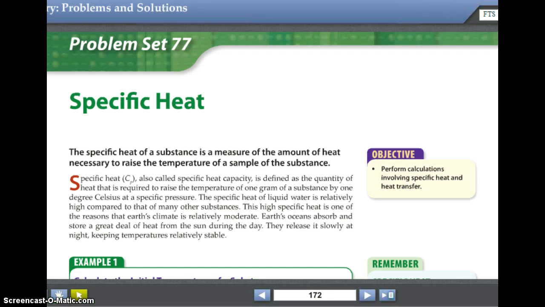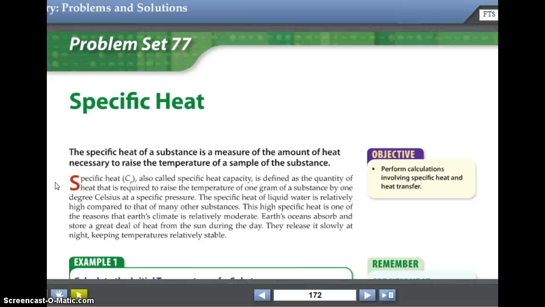Okay, problem set 77, specific heat. The objective: perform calculations involving specific heat and heat transfer. The specific heat of a substance is a measure of the amount of heat necessary to raise the temperature of a sample of the substance. Specific heat, or C, also called specific heat capacity, is defined as the quantity of heat that is required to raise the temperature of 1 gram of a substance by 1 degree Celsius at a specific pressure.